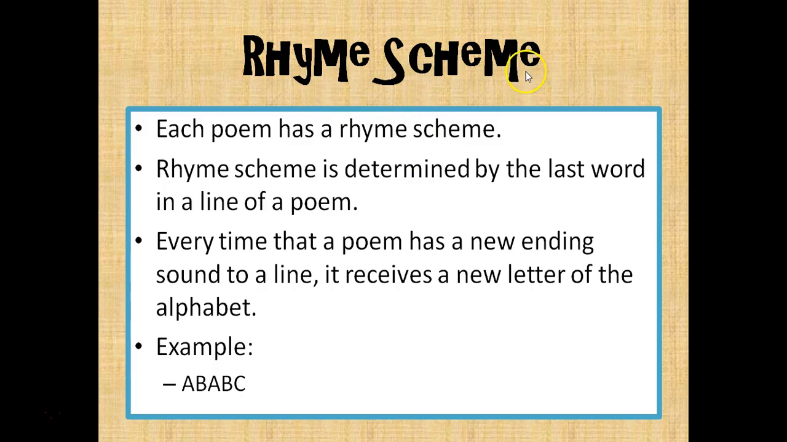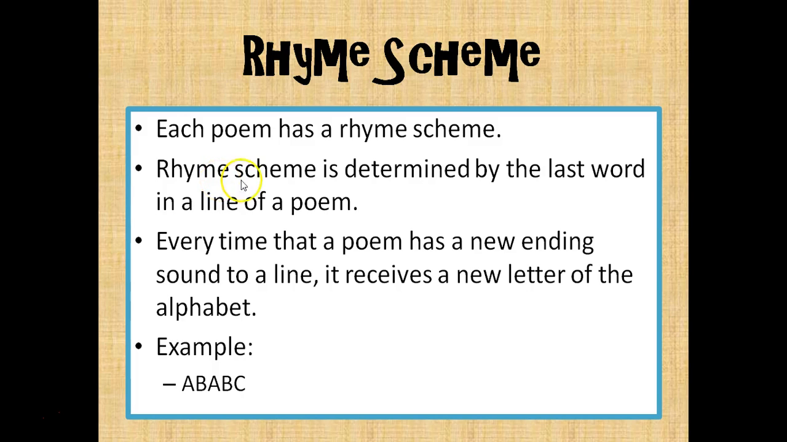Next, we have rhyme scheme. Each poem has a rhyme scheme, and that can be true. Some poems do have a rhyme scheme, some don't. I want to be very clear. When we talked about free verse, it is not a literary device. It is a type of poem that could or could not rhyme. It could or could not have a rhythm. That's why it is free verse. But free verse is not a literary device. It is a type of poem, just like haiku.